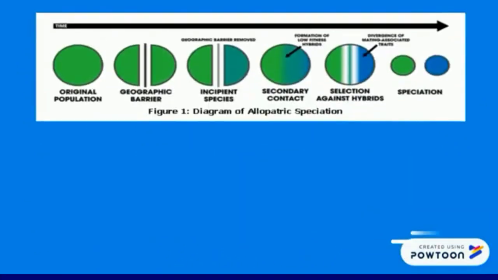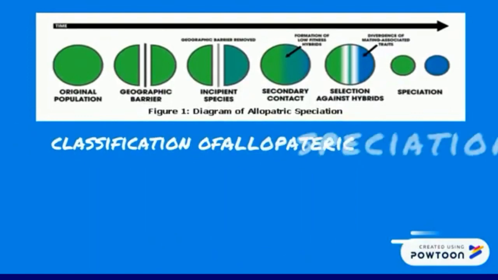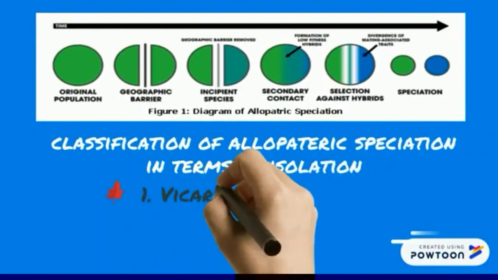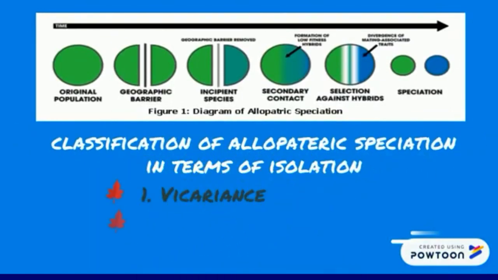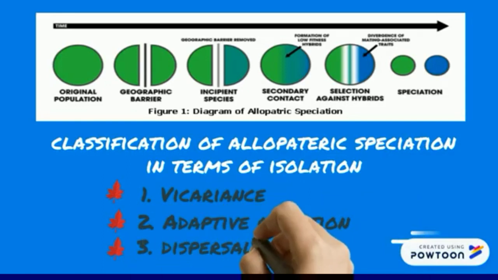In terms of isolation, allopatric speciation can be classified as vicariance, where the separation is caused by a geographic barrier; adaptive radiation, where the species diversify and adapt to their environment; and dispersal, where the species move to a new geographic area.